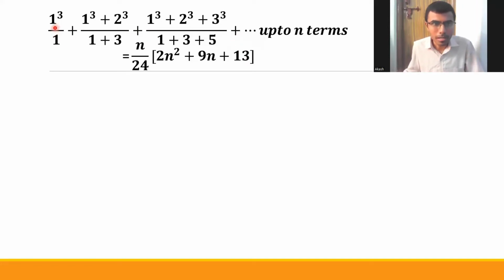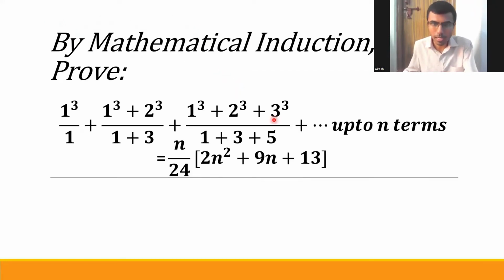Now, if you observe the numerator of the first term, it's 1 cube. Second term, it is 1 cube plus 2 cube. Third term, it is 1 cube plus 2 cube plus 3 cube. So for the second term, it's ending at 2 cube in the numerator, and in the third term, it's ending at 3 cube. So likewise, for the nth term, it will end at n cube. My nth term's numerator is going to be 1 cube plus 2 cube plus 3 cube up until n cube.